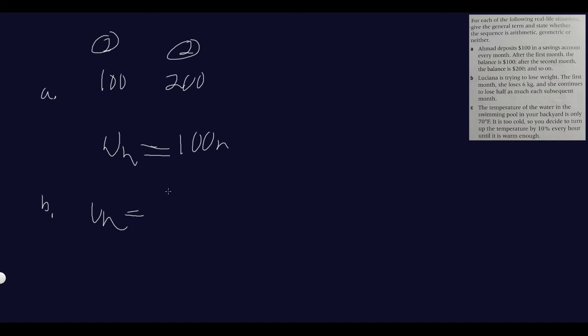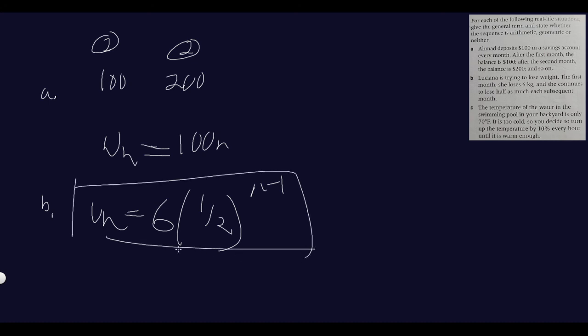And remember, every time I told you for these questions, every time we have a starting number, use it. Put it at the beginning, and then our common multiplier factor is half, is 1/2. So what you have to do is plug in 1/2 to the power of n minus 1. And this would be your general term for this geometric sequence.